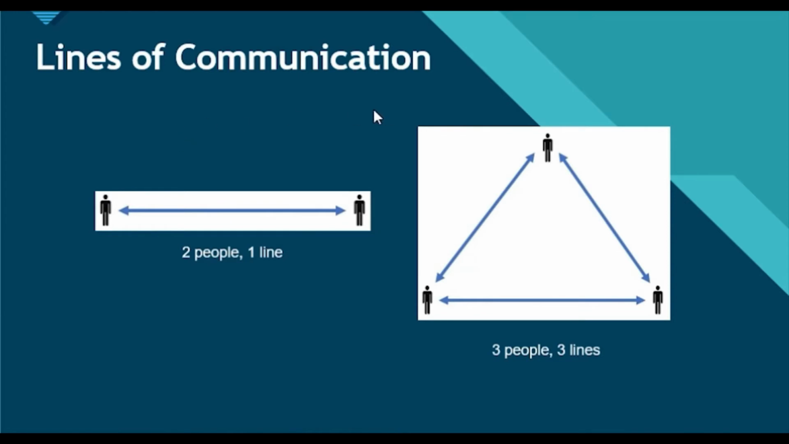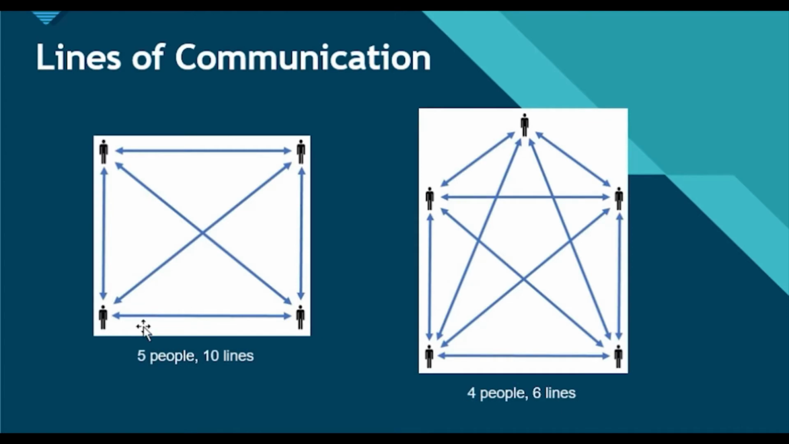Lines of communication. This is a sample of lines of communication. This is between two people, one line. And this is between three people, three lines. This is between five people, ten lines.